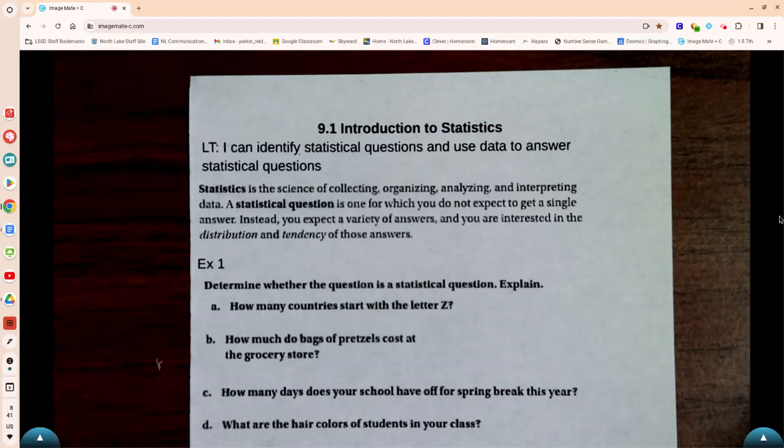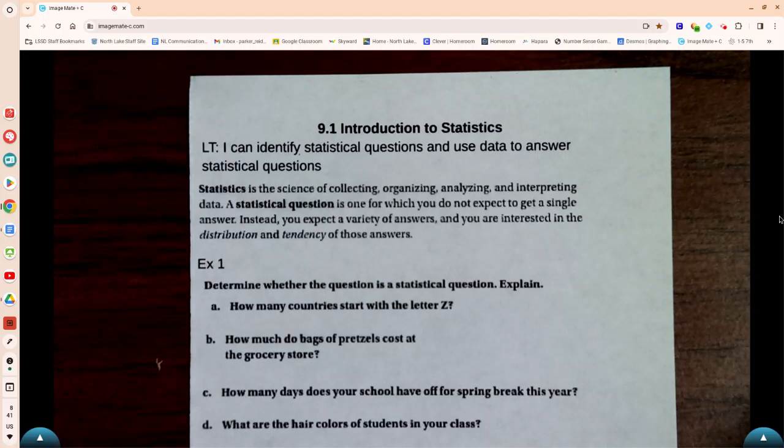Thank you. So statistics is the science of collecting, organizing, analyzing, and interpreting data. So doing some kind of study where you're getting all of this data, you're collecting it, you're organizing it in a way that makes sense, and then analyzing it and drawing conclusions from it.